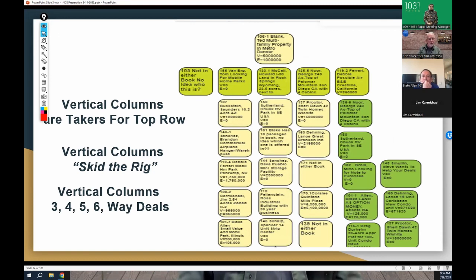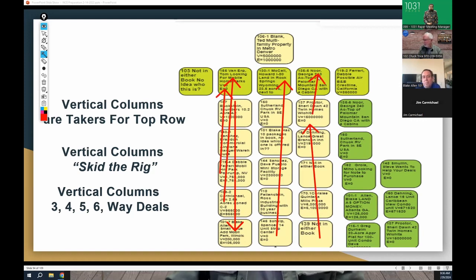Well, if you do a Xander board, then you will not be disappointed, because the first row is 101 takers. And now every row, every column is a taker for the top row. All these people here will take the top row. And there you would have a 3-way deal. And so if Ted would take that one and that one would take him, you have a one-on-one deal. And that's how that works. Let's go to the next slide.